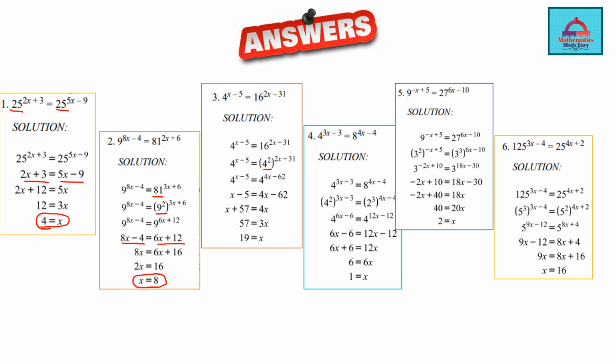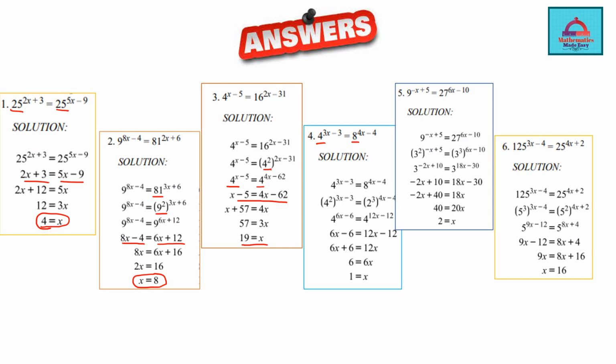So the bases are equal, 4 and 4. So the powers have to be equal. Simplify and get your value of x. Here the base is 4, here the base is 8. So you make both the bases equal. So how do you do that?